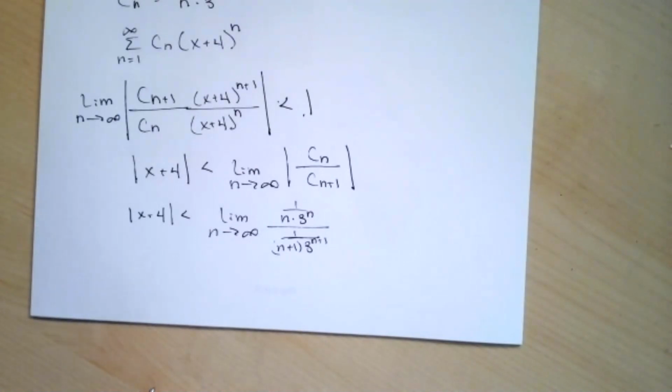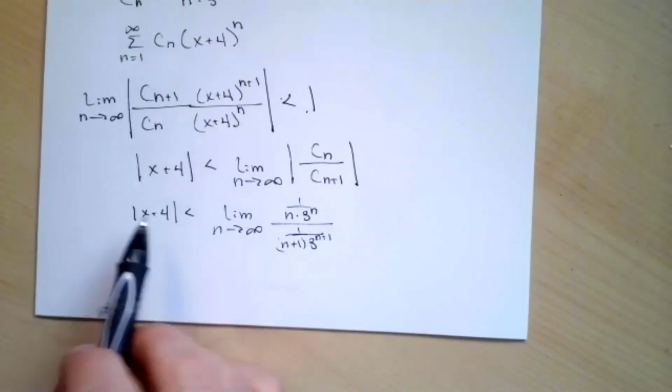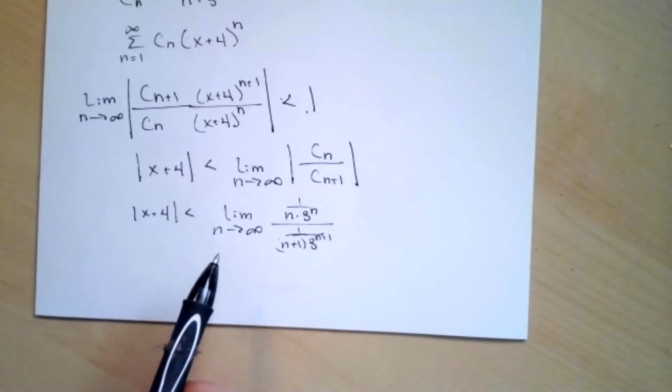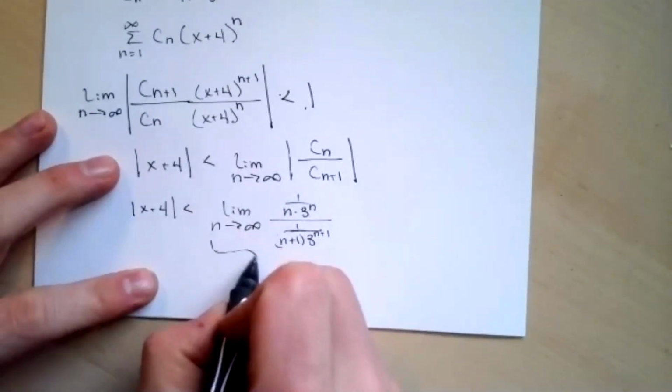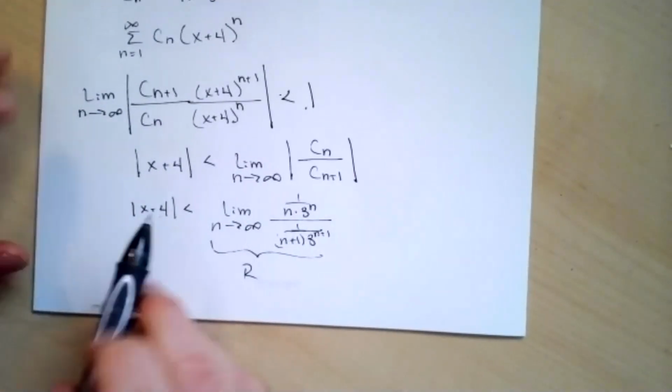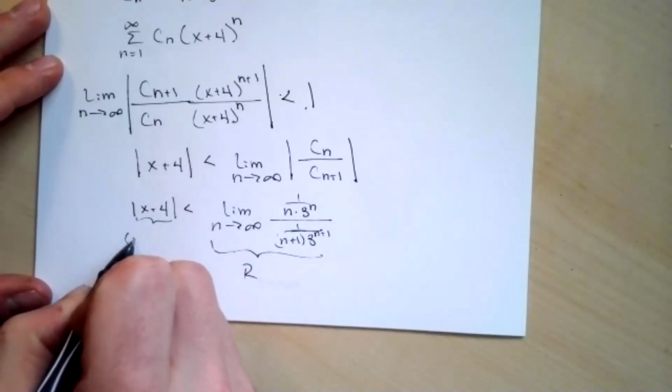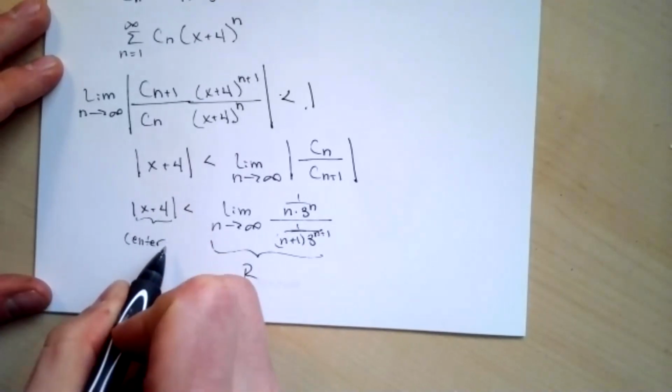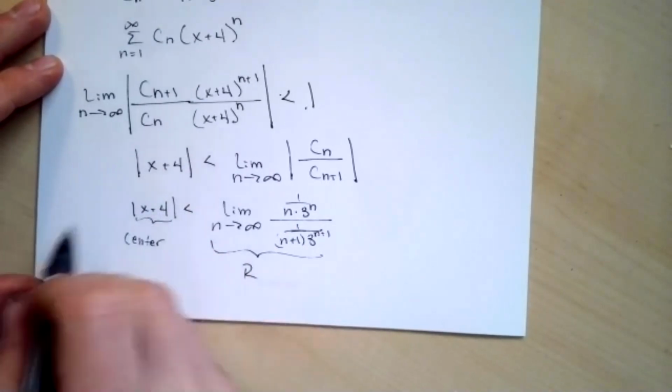Why are you constantly writing down that absolute x plus 4 is smaller than the limit? So the absolute value of x plus 4 is what is going to give us the interval of convergence. This limit gives us the radius. Right. But the interval is going to be centered at -4. And so that operation is dictated by that absolute value.